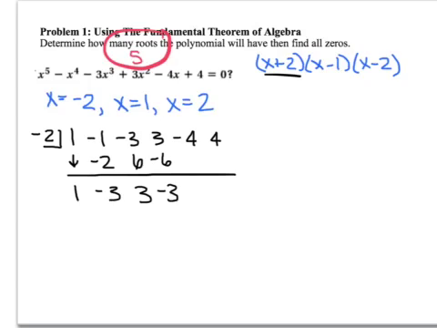Multiply negative 3 times negative 2. 6. Add that column, you get 2. Two times negative 2 is negative 4. And this is a good sign here, because 4 plus negative 4 is 0. Why does that number have to be 0? Exactly. And if we're dividing and we're trying to find a factor, we want no remainder.